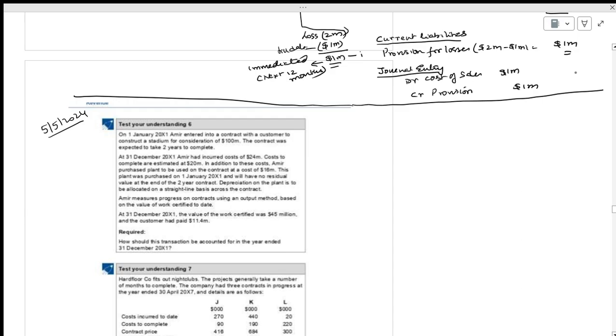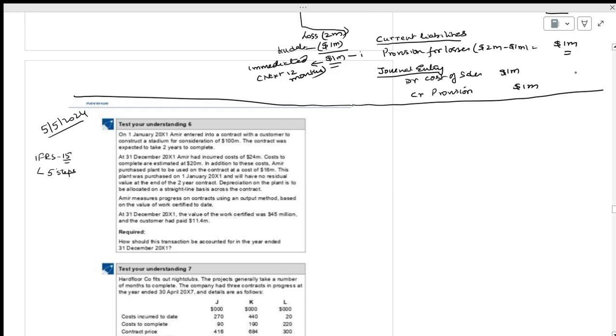See what we have done yesterday with respect to IFRS 15. When we have done IFRS 15, how many steps are there? Five steps are there for recognition of revenue. IFRS 15, five steps. What are the five steps?